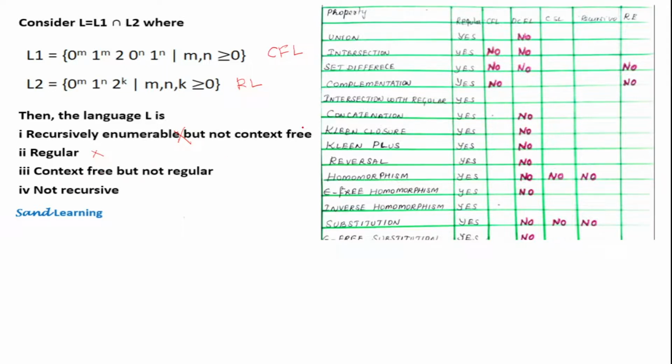And the third option is context free. Yes, we are getting the intersection of the regular language with the context free grammar. We are getting a context free grammar, but it is not regular. And then not recursive, automatically it is not recursive. So option 3 is the correct option.